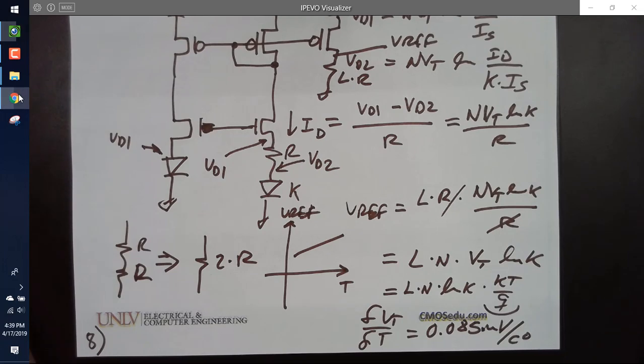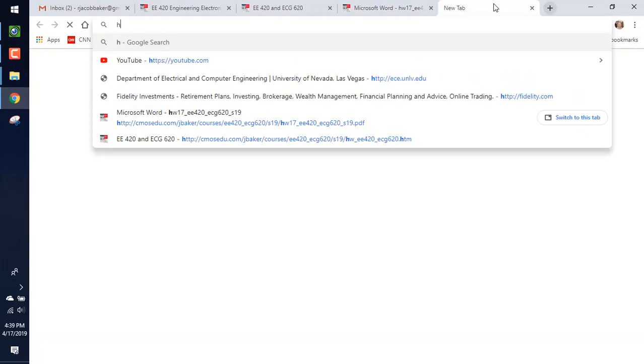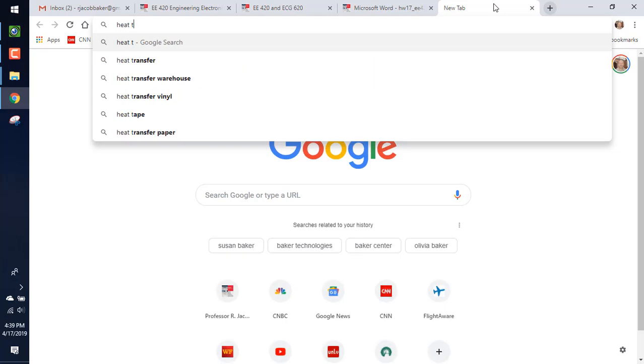And I say that, and I wonder to myself, how many people here know what a heat tube is for a processor? Come on.